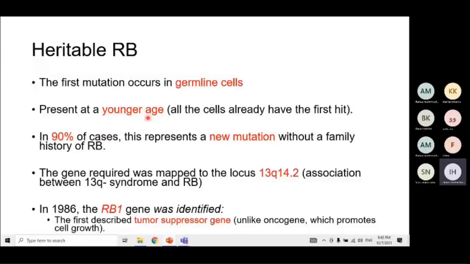In 90% of cases, they represent a new mutation without a family history of retinoblastoma. So there may be no family history of retinoblastoma, but the baby, during the embryogenesis, had a germline mutation, which led to inactivation of one of the alleles. And then he or she will, after birth, develop a second hit and development of retinoblastoma.